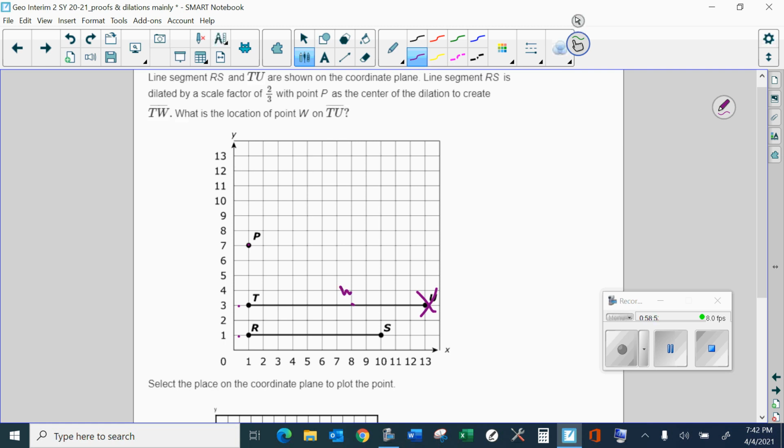If I was to guess, I'd guess W is right there. That's about 2/3. Well, here, what is this length? 1, 2, 3, 4, 5, 6, 7, 8, 9. That's a total of 9. Well, what is 2/3 of 9? 6. So I just go out 6 from T. 1, 2, 3, 4, 5, 6. I was off by 1. That's simple. There's W right there.